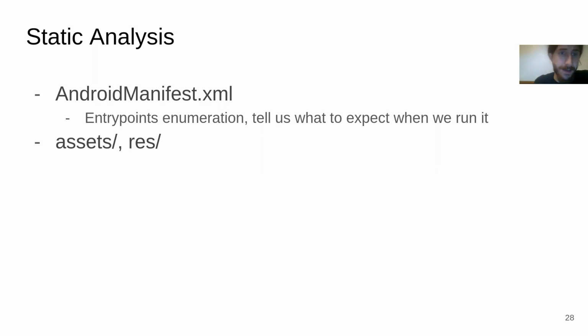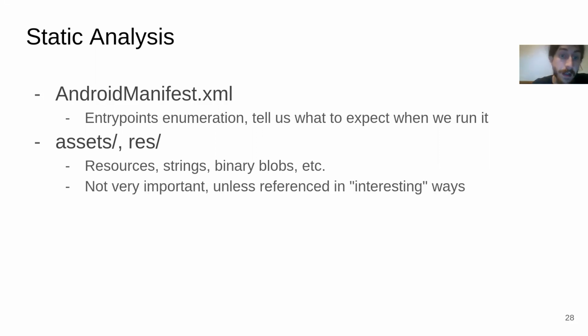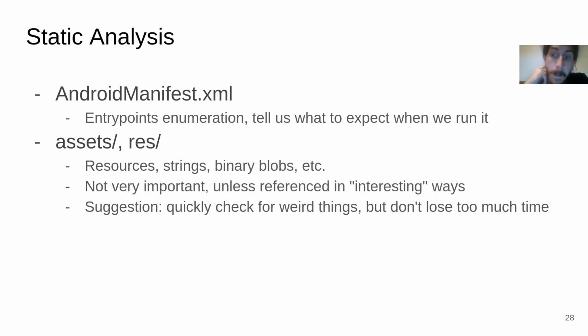Other folders, assets, resources, and so forth. Strings, so you can check maybe the strings.xml to see what kind of strings the app is using. If you see something that is weird, maybe it's already an interesting point. Again, usually I would not start from this resource of strings except for seeing really weird stuff like base64 encoded things. But usually what I try to do is to see if some of these are referenced in some interesting way, and then maybe I go all in and try to see what's going on, okay? Again, I would check for weird things, but I would not lose much time at the beginning.